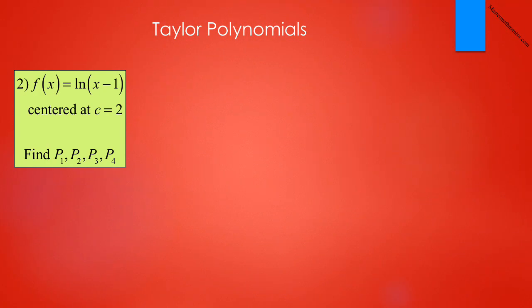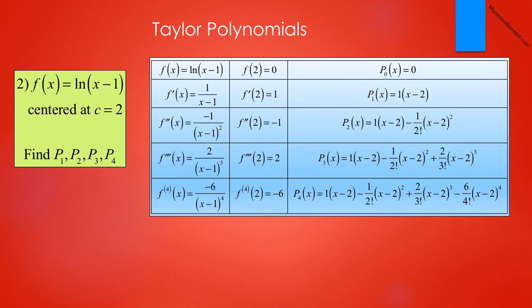In number 2, we're given that f of x equals the natural log of x minus 1, and we're asked to find the first, second, third, and fourth degree Taylor polynomials centered at c is equal to 2. The best way of doing this is creating a table. We start with f of x equals the natural log of x minus 1 and calculate f of 2, which is the natural log of 1, which is 0. So our 0 degree Taylor polynomial is simply 0. It's not something we find very often, but we do it to establish the pattern.